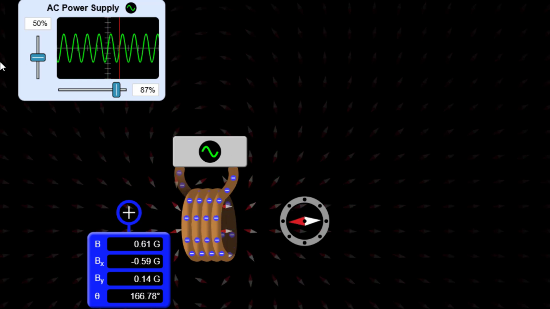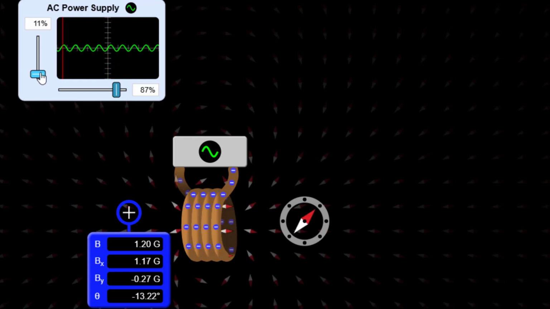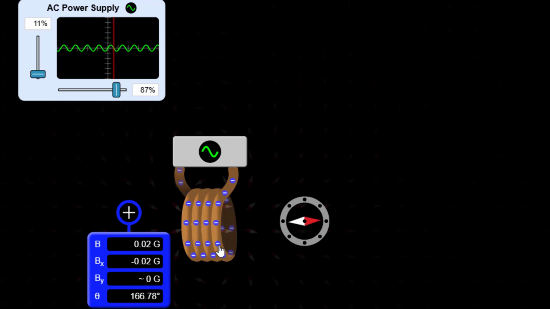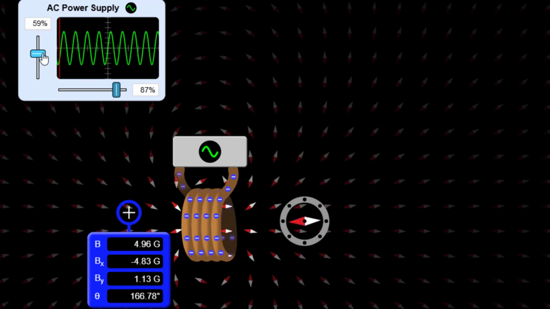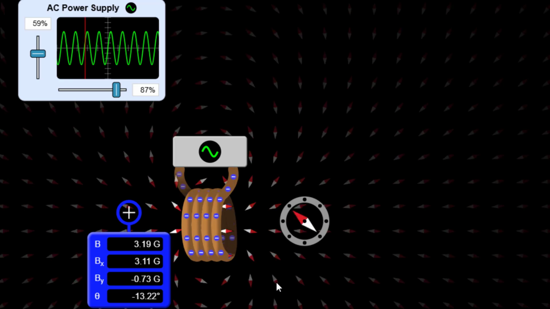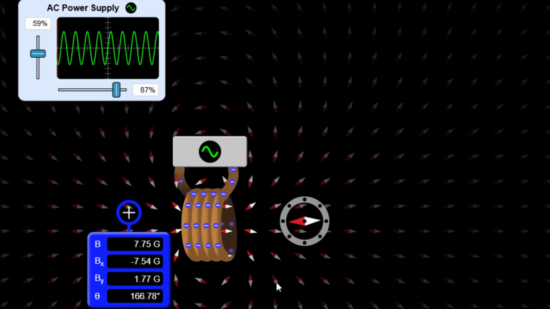Now let us see what happens if we decrease the power supply. When we decrease the power supply, as the flow of electrons or current decreases, the magnetic field also decreases. Now if we increase the intensity of the electric current, that is, the power supply voltage, the magnetic field also increases.